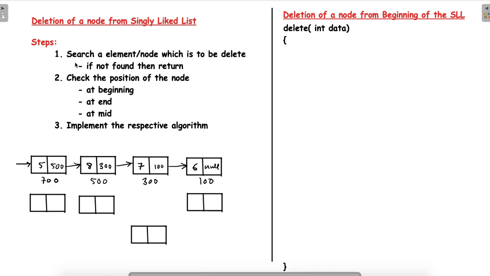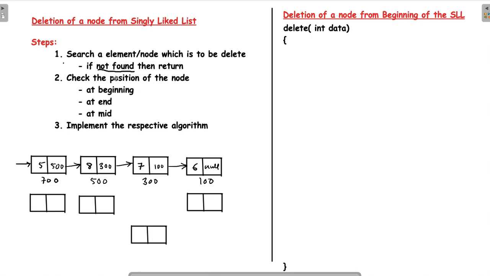Now if we want to delete a node from the list, we will be receiving one data from the user and we have to search for that data, whether that data is present in the list or not. So if that data is not present, suppose for this example our data is 5, 8, 7 and 6, and the user is asking us to delete, suppose, 77, which is not there in the list. So we'll be returning one message that data is not found.